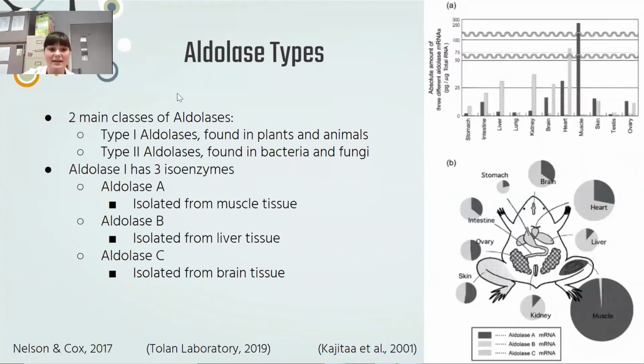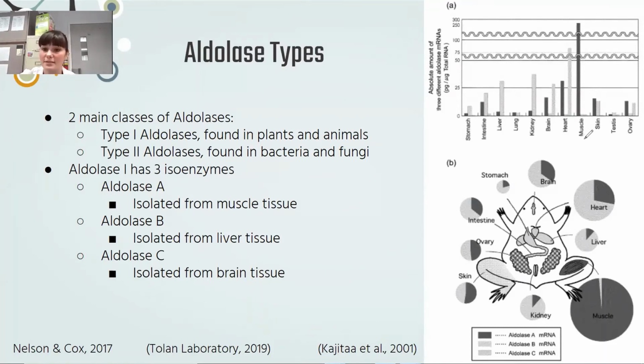Aldolase A has been isolated from muscle tissue, B has been isolated from liver tissue, and C has been isolated from brain tissue. But that's not to say that it doesn't exist anywhere else in the body, because all 3 of these do have multiple points where they could be expressed. In this diagram over here, which looks at expression of aldolase A, B, and C in frogs specifically, we can see some expression of the different isoforms in the stomach, the intestine, liver, lung, kidney, brain, heart, muscle, skin, testis, and ovaries.